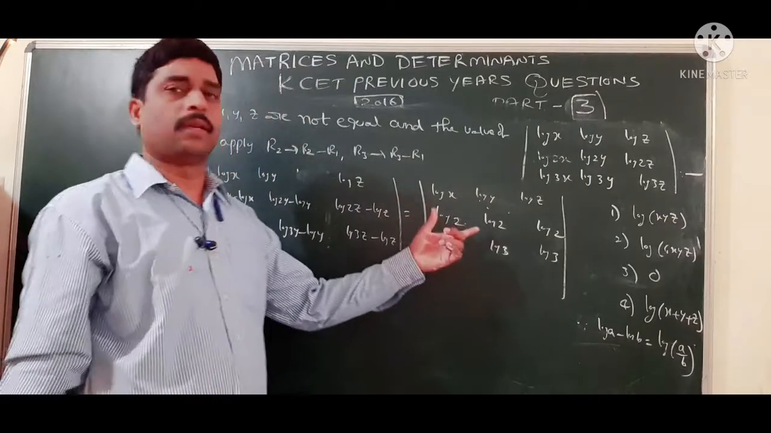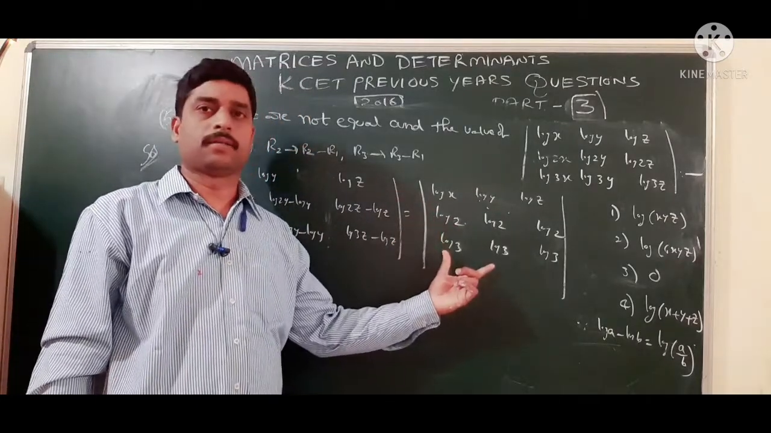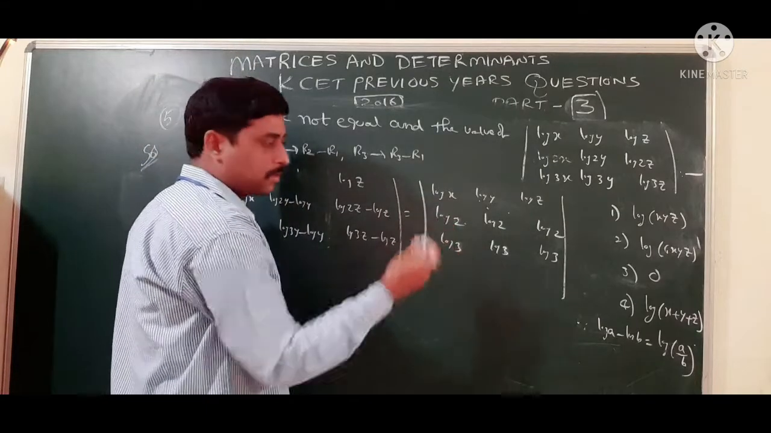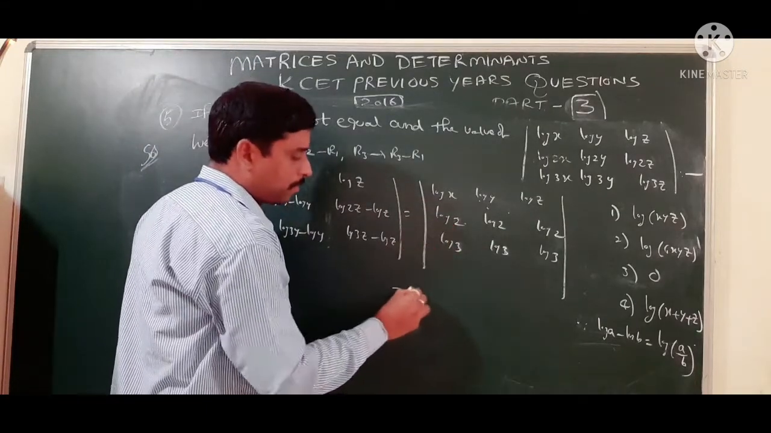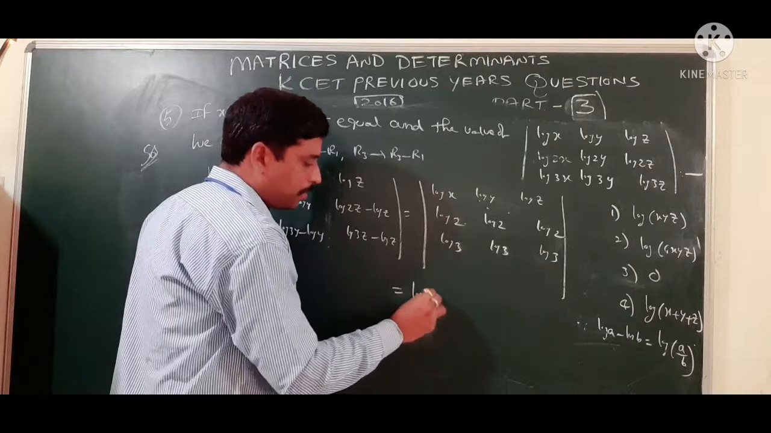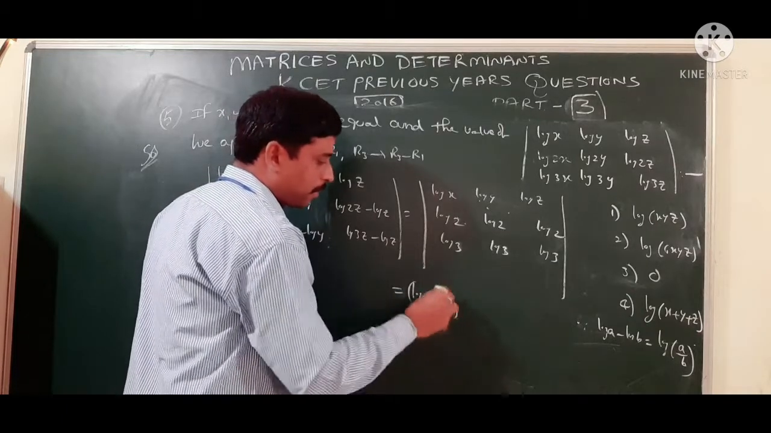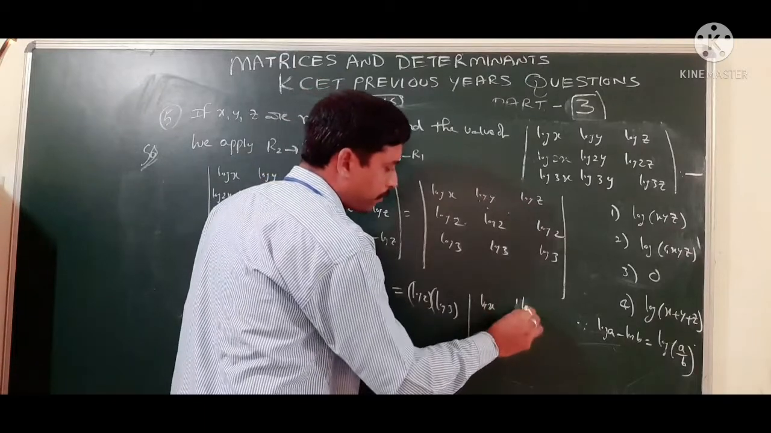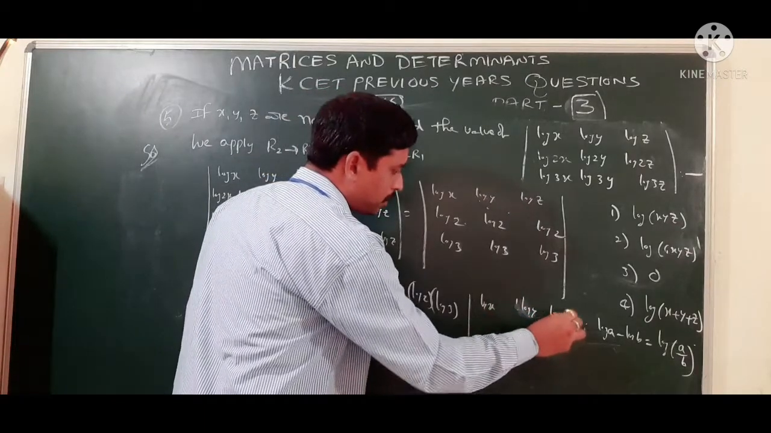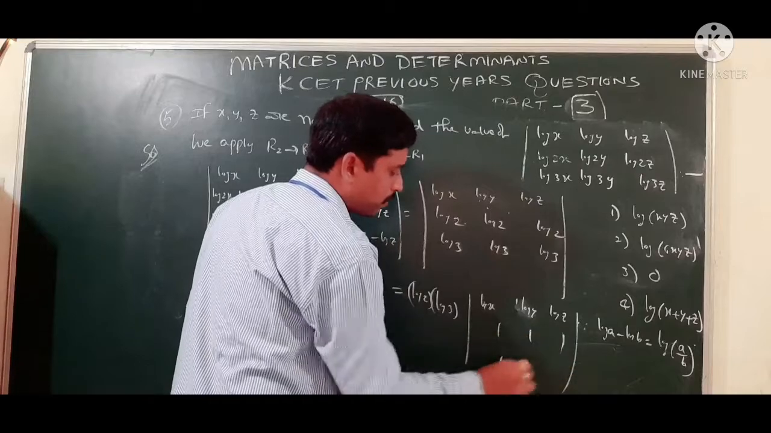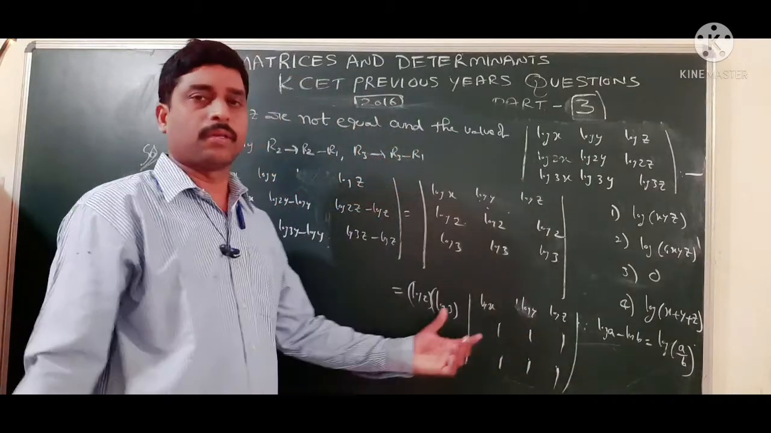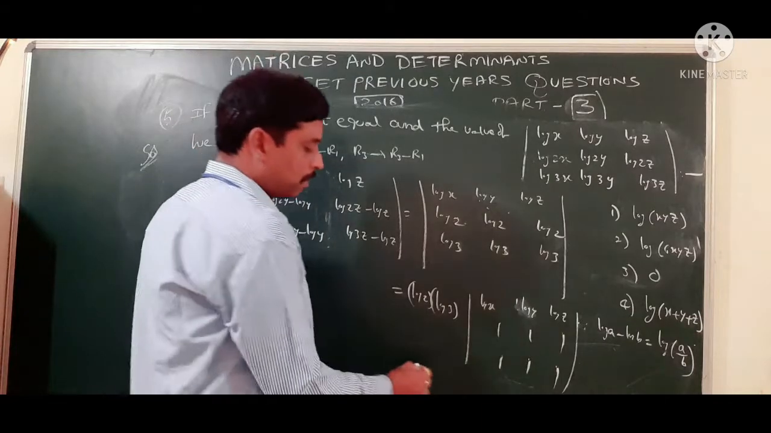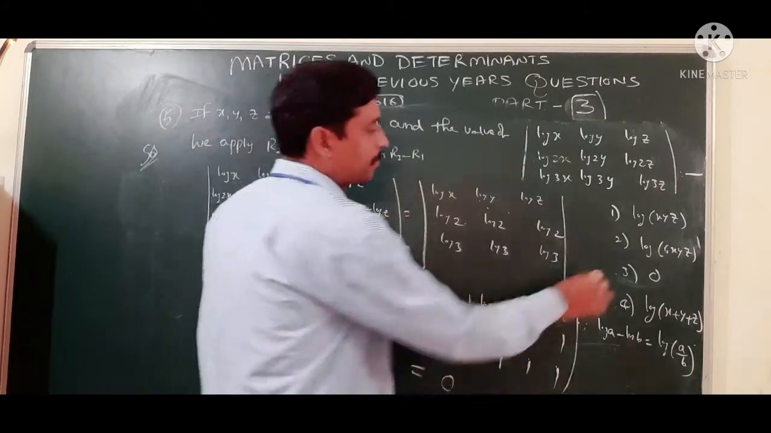In the second row, log 2, and in the third row, log 3, take out common. In the second and third rows, log 2 and log 3 are common. Log 2 into log 3 into the determinant with rows log x, log y, log z, 1, 1, 1, 1, 1, 1. If any two rows or columns are equal, this determinant will be 0. That is the determinant property. So option 3 is correct.